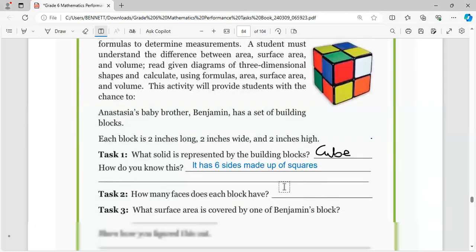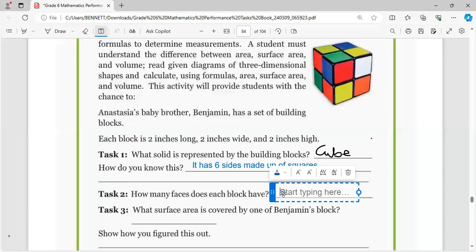So guys, we can't just say because it has 6 sides alone. By the way, we should have even put in 3-dimensional, right? It's a geometric solid, a 3-dimensional shape that has 6 faces that are made up of equal squares. So how many faces does it have? 6.